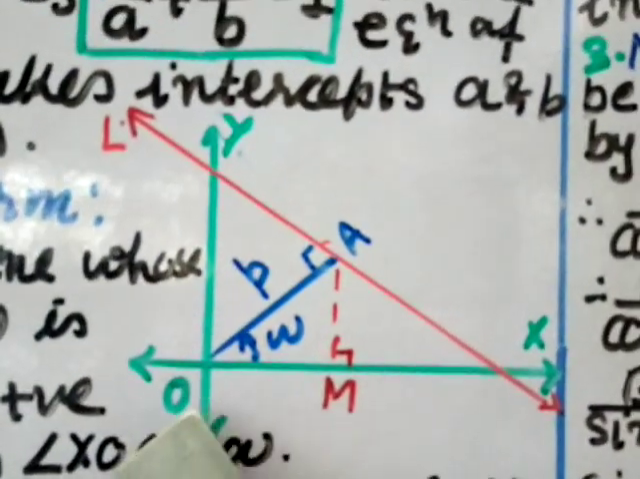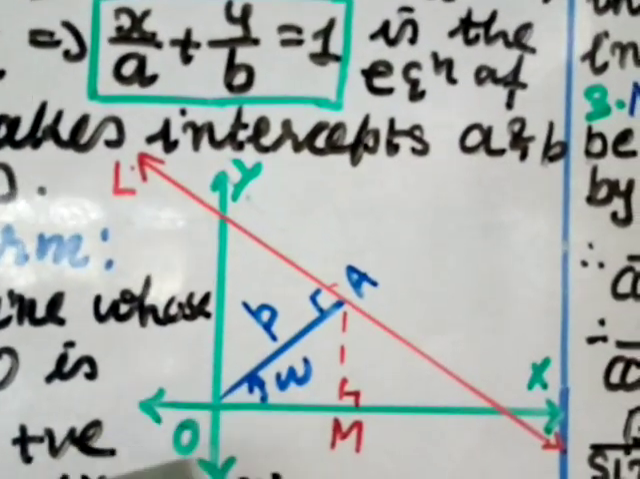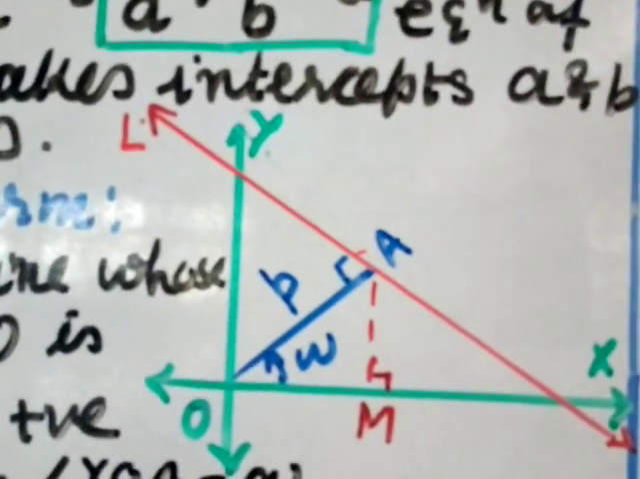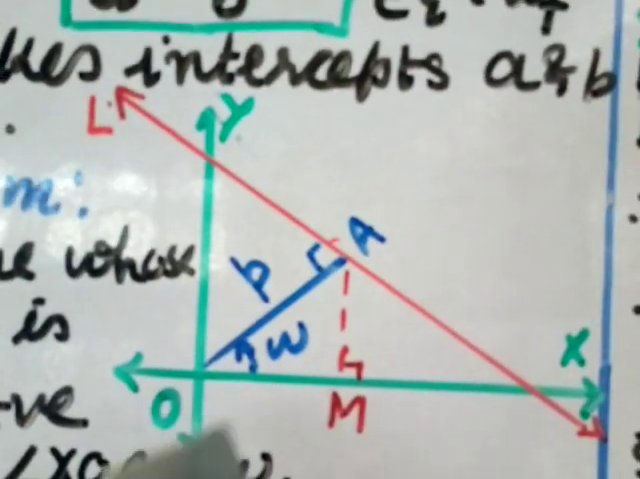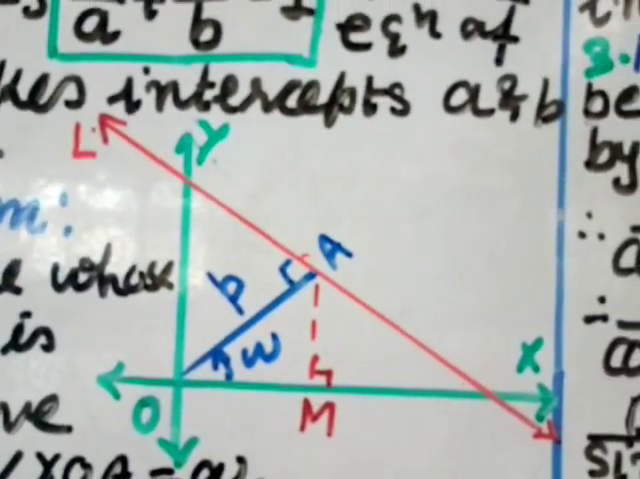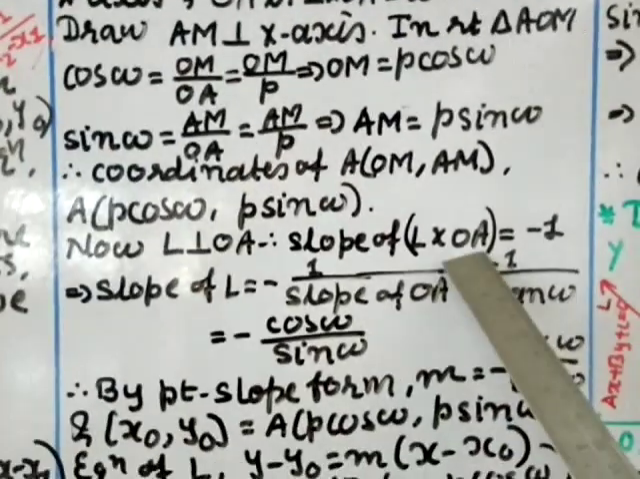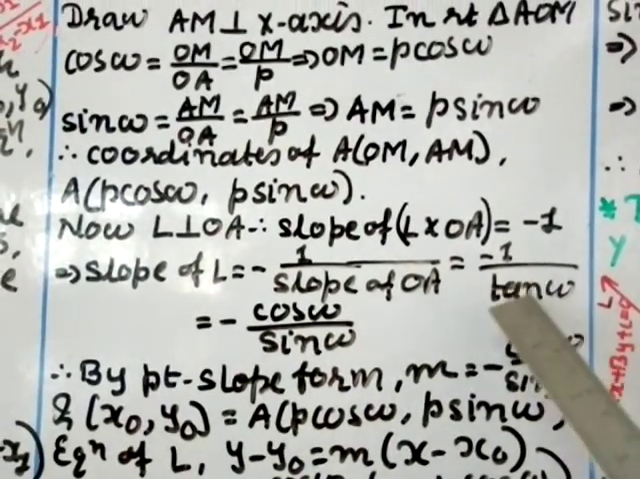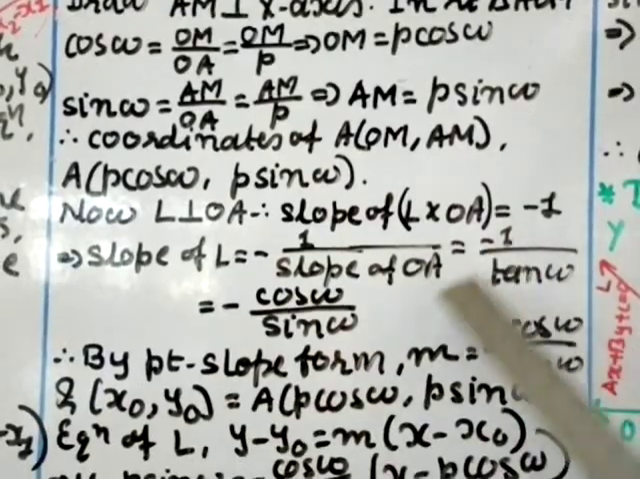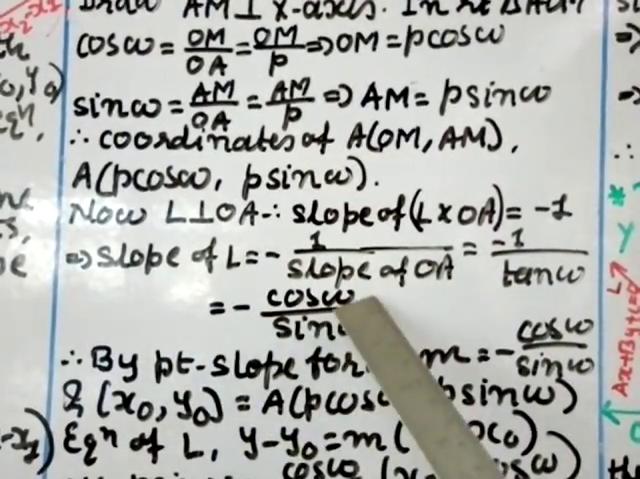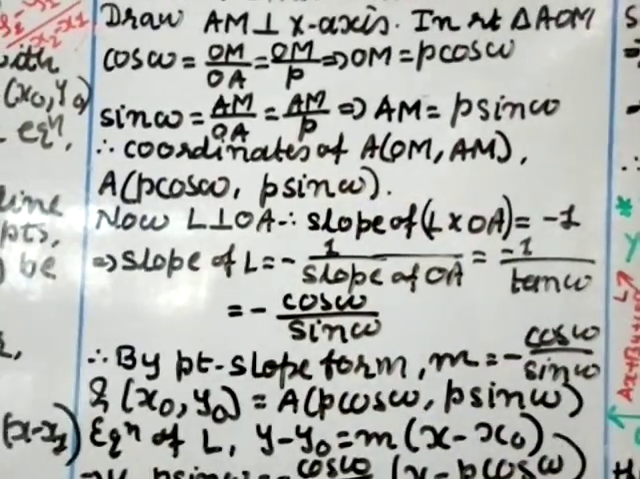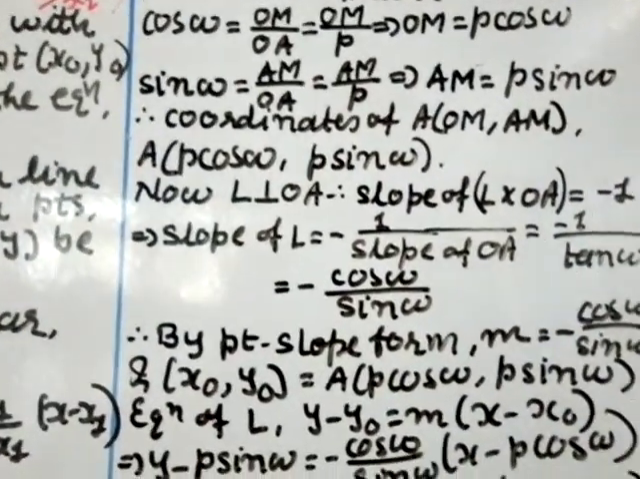Now for the slope of OA, you can look here in this figure, this is OA. The inclination of this OA line is omega with the positive x-axis. Then by the definition of the slope of a line we know tan theta, and here instead of theta it is omega. So tan omega is the slope of OA. So I can write here -1 by tan omega. Tan can be written as sin by cos, that cos you take in the numerator. So the slope of L will be minus cos omega by sin omega. Now you have the slope, you have got the point, so you can use the point slope form of the equation of a line.